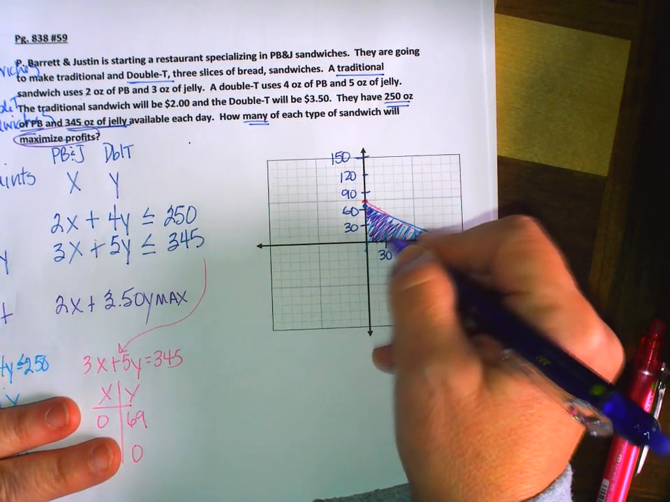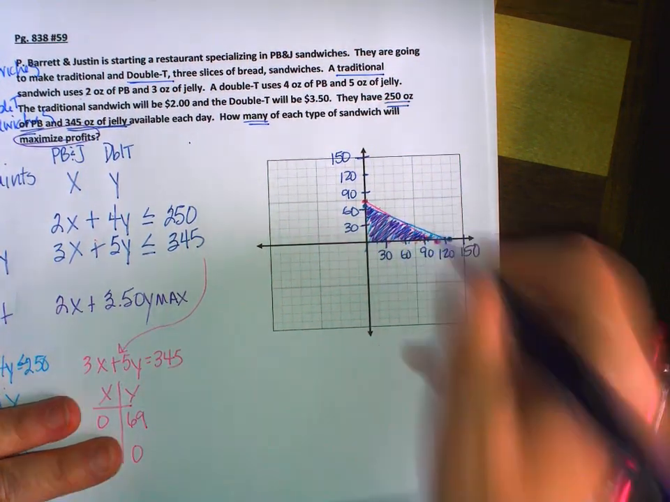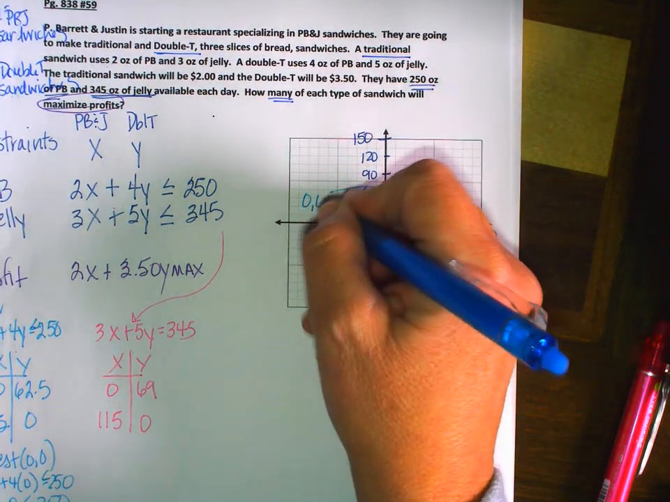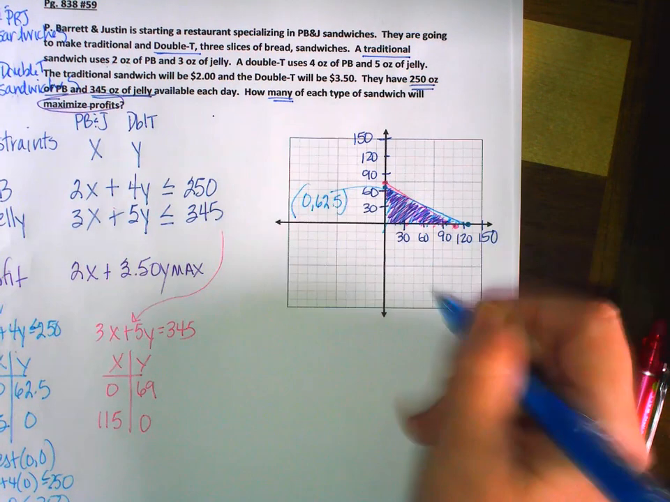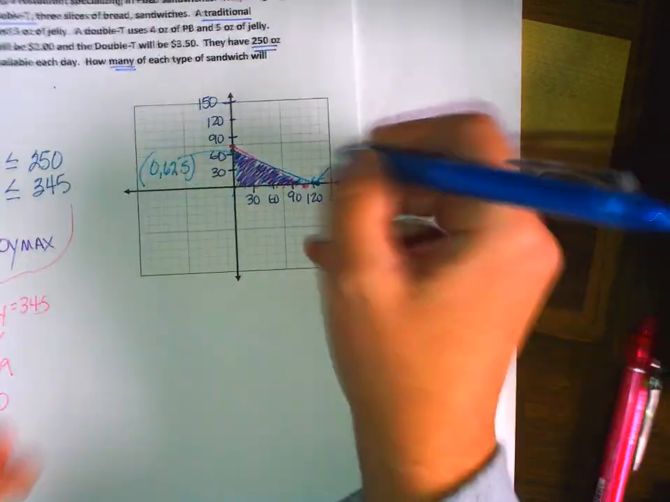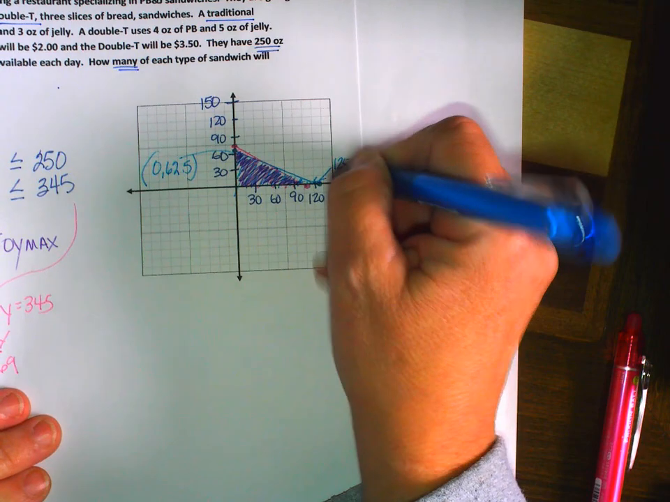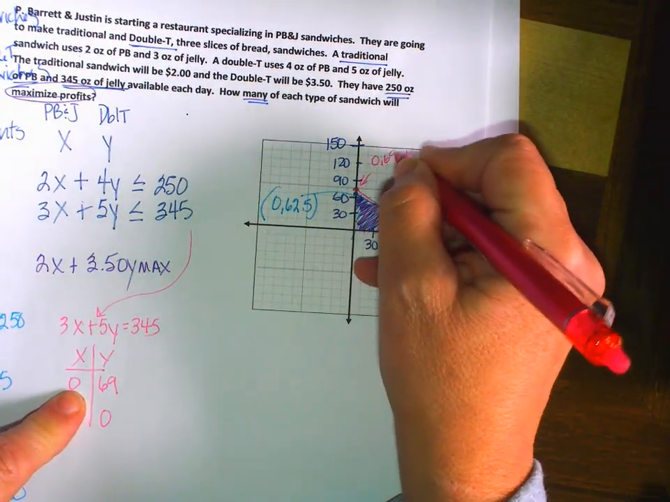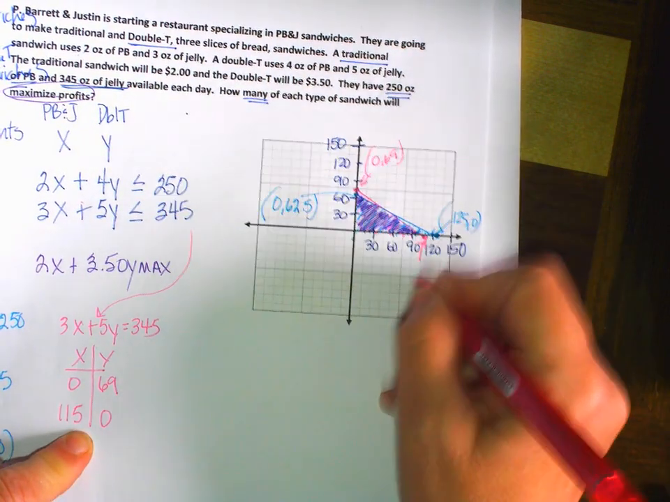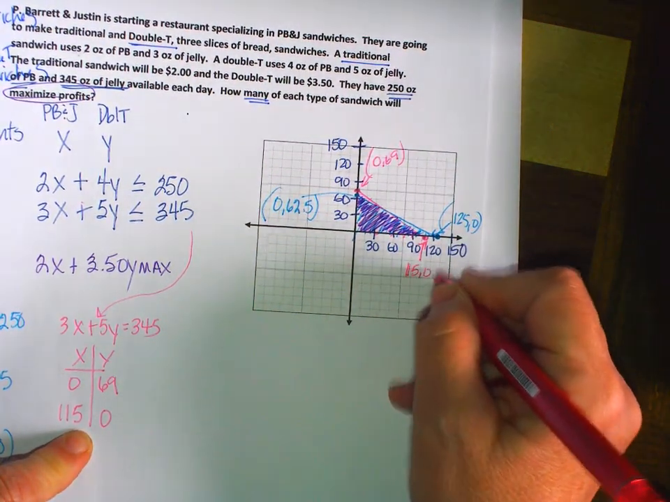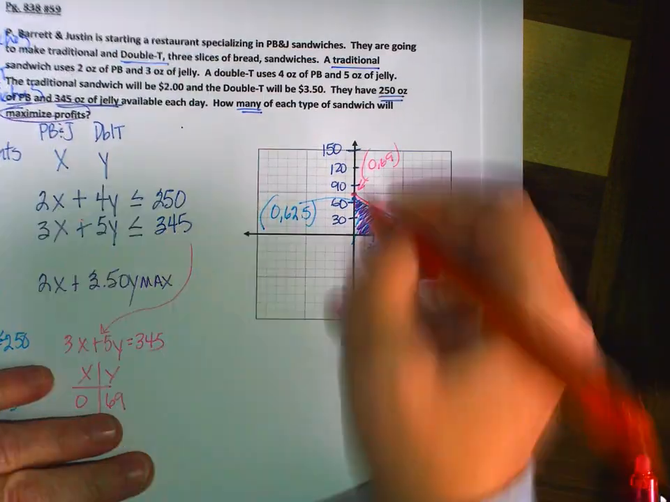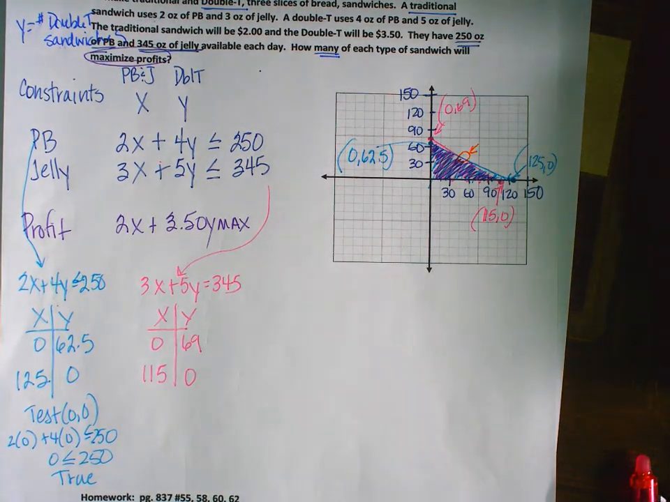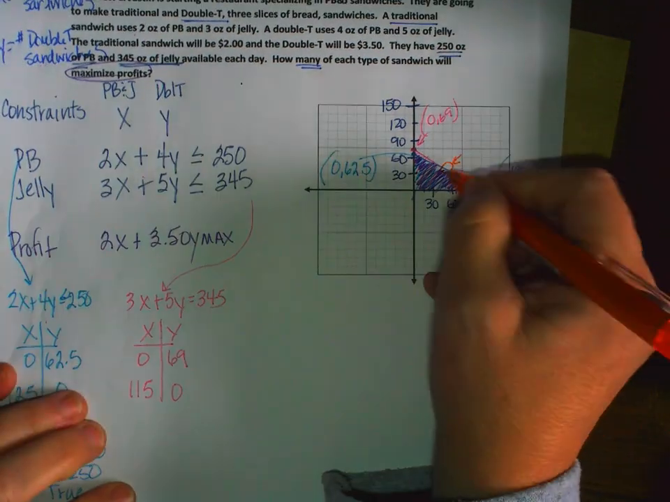Oh, I forgot to write down my points as I was doing it. Okay, let's go back. Let's see, this one is 0, 62.5. And this one is 125, 0. And then the pink was 0, 69. And 115, 0. And what we don't know is what this point is where they cross. And so I'm going to have to solve the system of lines to figure out what point this is where they cross.